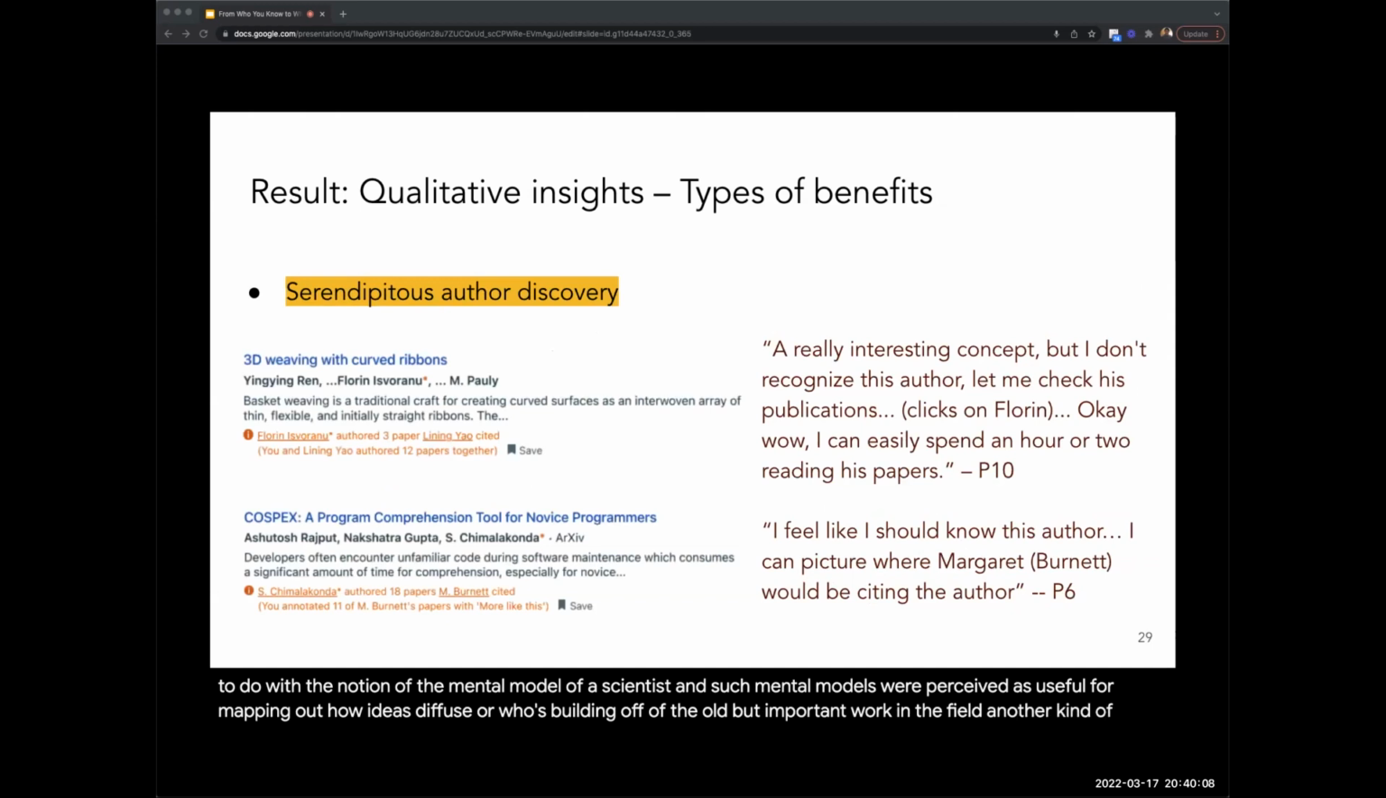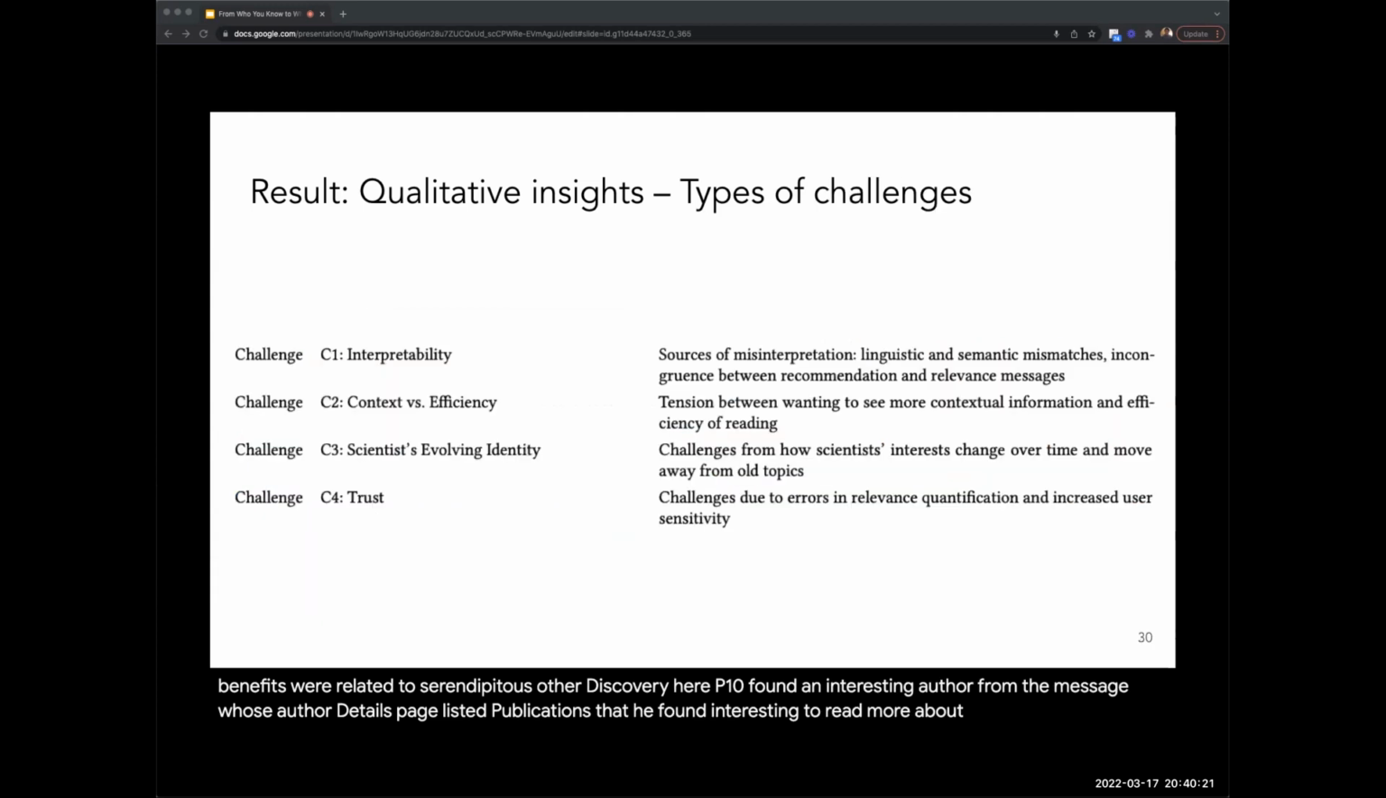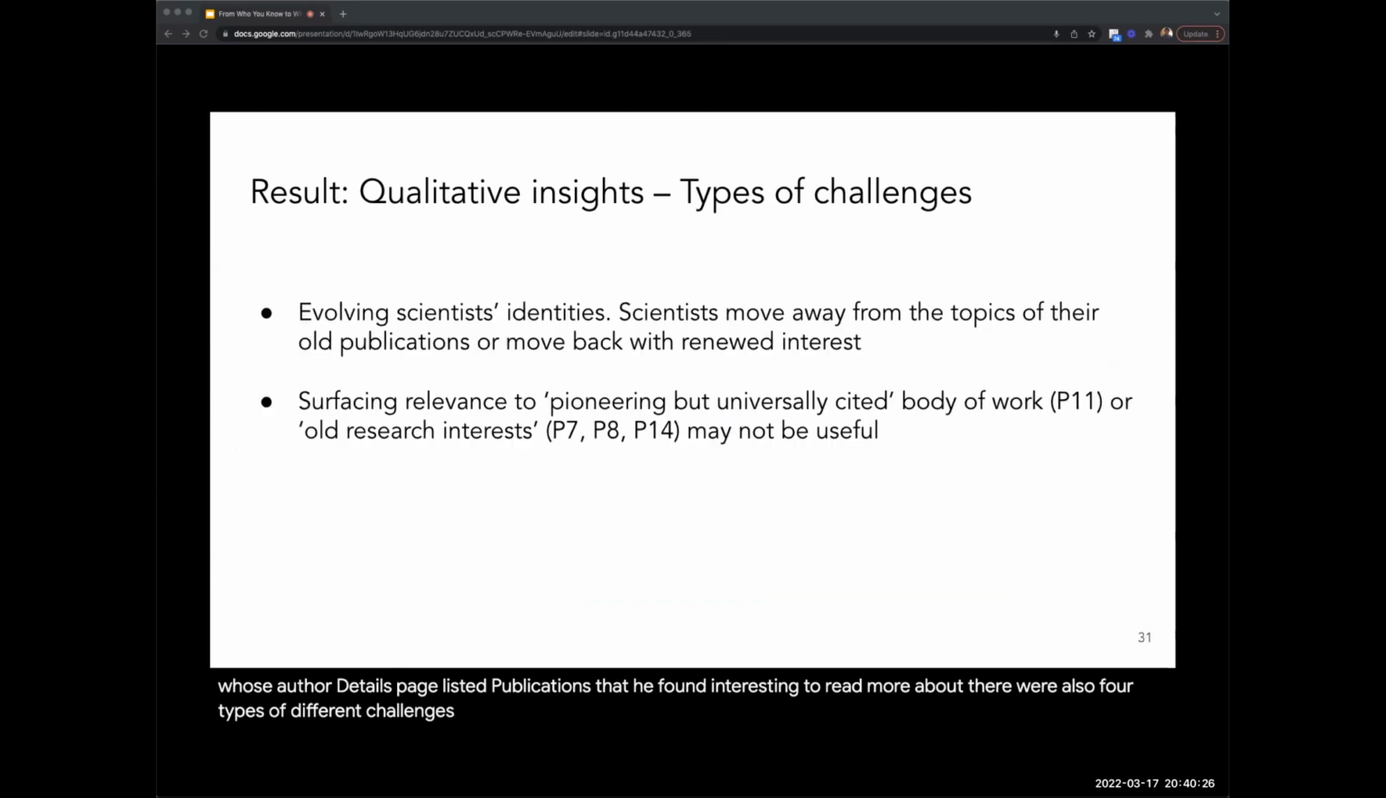Another kind of benefits were related to serendipitous author discovery. Here, P10 found an interesting author from the message whose author details page listed publications that he found interesting to read more about. There were also 4 types of different challenges. One of the insights here was that scientists' research interests evolved over time, and therefore surfacing relevance to pioneering but universally cited body of work, or old research interests may not be always useful or relevant.